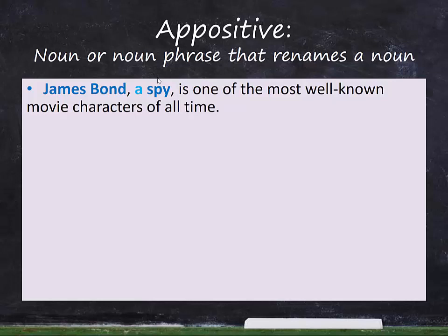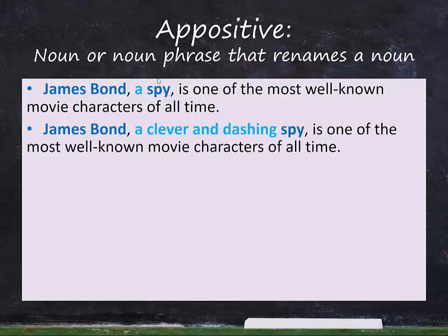Let's add some more details. James Bond, a clever and dashing spy, is one of the most well-known movie characters of all time. Is this still an appositive? We still have the word spy, which renames James Bond, so that's good. What about the rest of the words? We added clever and dashing, which are adjectives. Since they are modifiers that describe the spy, that makes it a noun phrase. Noun phrases can be appositives, so we're good.